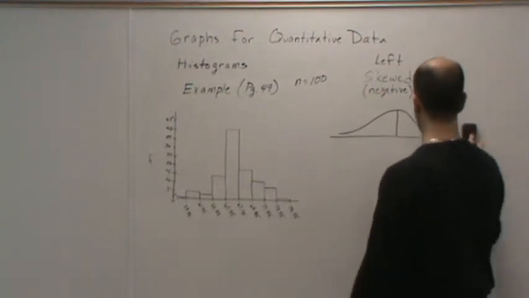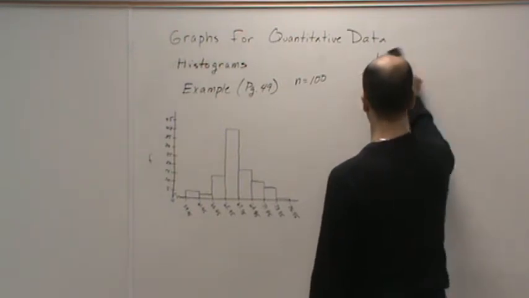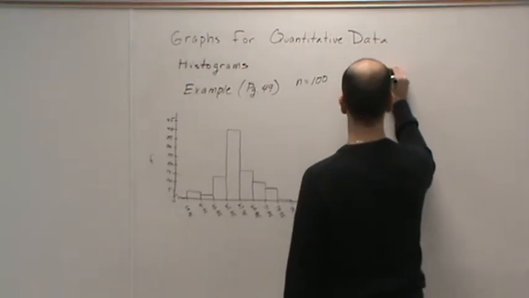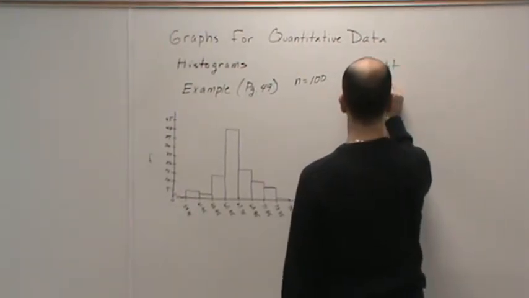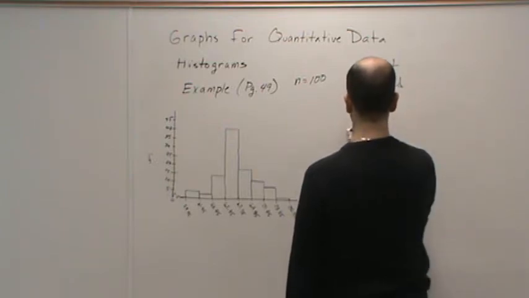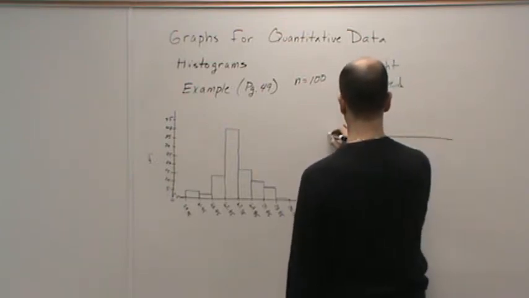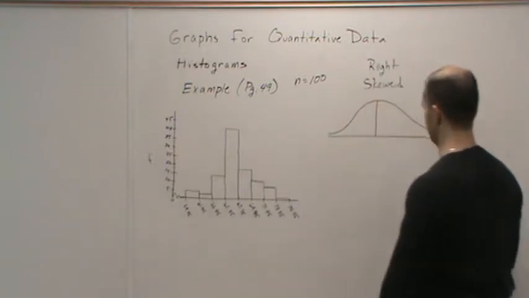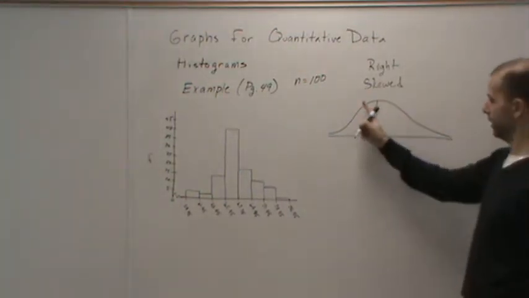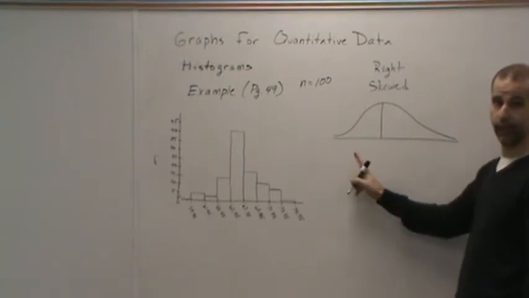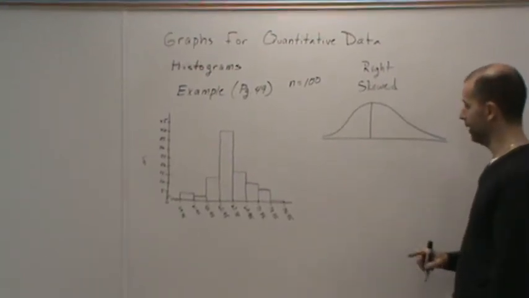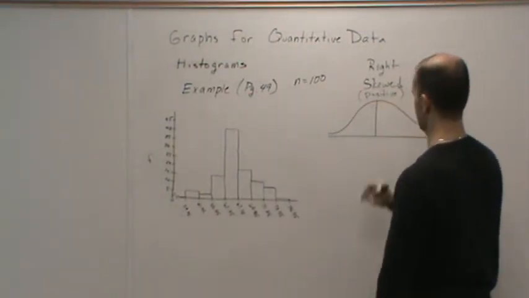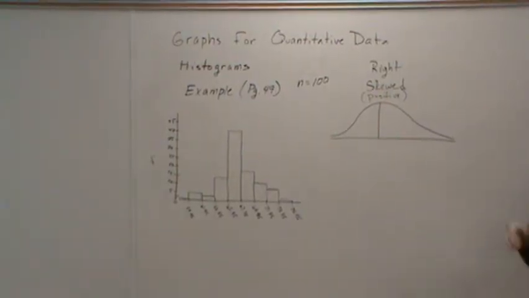And obviously the next one, if you haven't guessed already, is positive skewed or right skewed. That would look something like this, where the middle is right here, and the tail on the right is bigger than the tail on the left. So this would be right skewed, or what we call positive skewness. Those are the three so far.